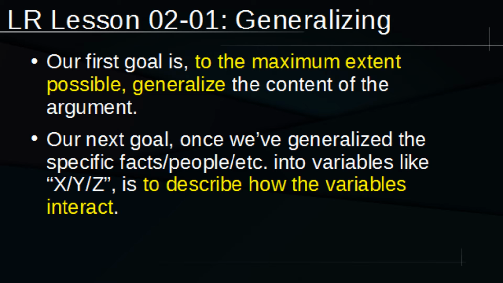Our first goal when we generalize is to the maximum extent possible generalize the content of the argument. Our next goal, once we've generalized the specific facts of people into variables like X, Y, Z, just plain old letters or numbers, whatever works better for you, is to describe how the variables interact. I will mention this near the very end of today's lesson, but this should be fairly reminiscent of LG, what you're doing in games. This is in many ways the same cognitive task. It's just that in LG, instead of you needing to take the step of reading words and turning them into variables, sometimes LG is nice and just gives us entities as variables and letters instead of names or other things that we have to turn into letters. But we end up with kind of the same thing.